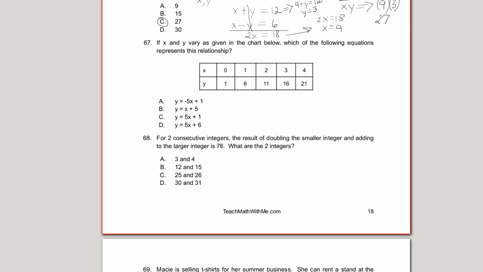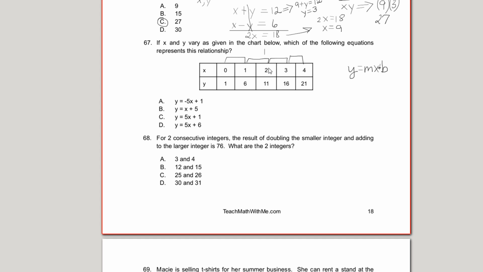Question 67 gives us a chart for x and y. Which of the following equations represents this relationship? So when you see something like this, this is really going to be looking at some kind of change or a slope kind of equation, and that's what we're looking for in the form y equals mx plus b. And the reason I'm looking at that, when I look at my x values, right now they are increasing by a constant value of 1.